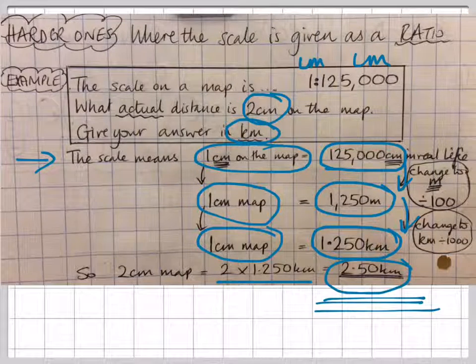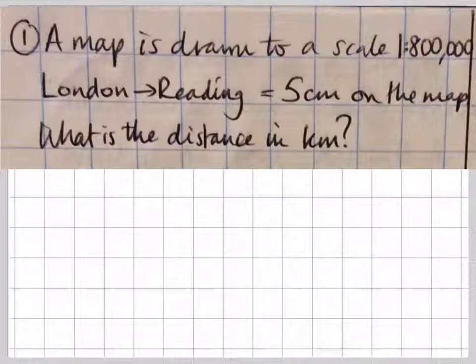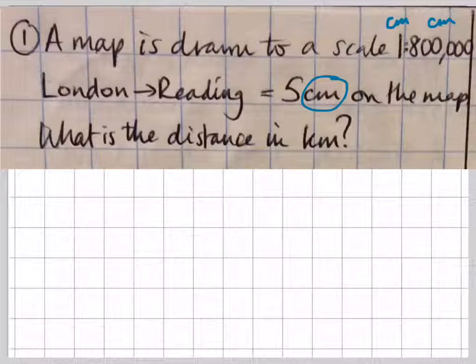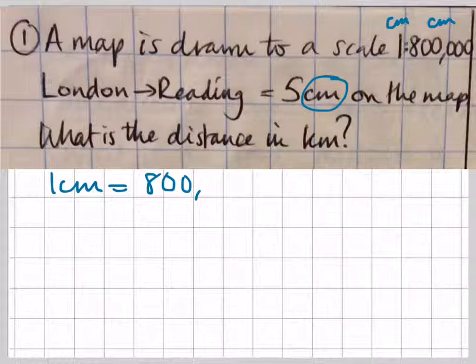Let's look at a similar question here. A map is drawn to a scale of 1 to 800,000. London to Reading as a journey is represented by 5 centimetres on the map. What's the distance in kilometres? Okay, so we're starting with centimetres, so I'm going to put centimetres here and centimetres here. So our scale means 1 centimetre on the map is 800,000 centimetres in real life.